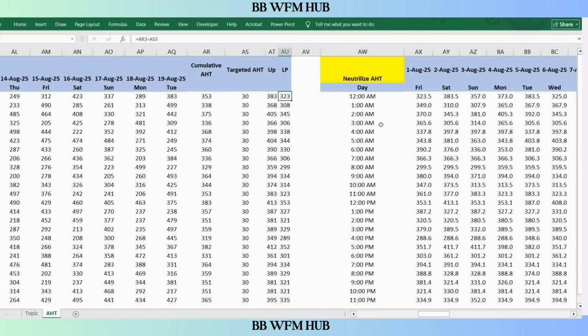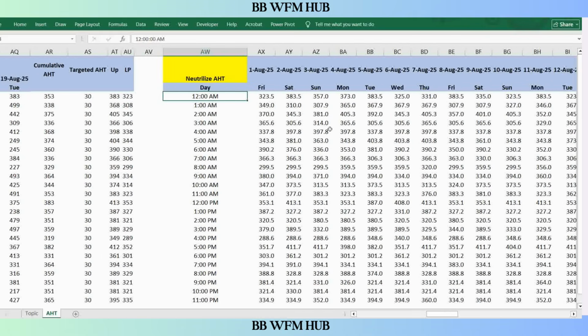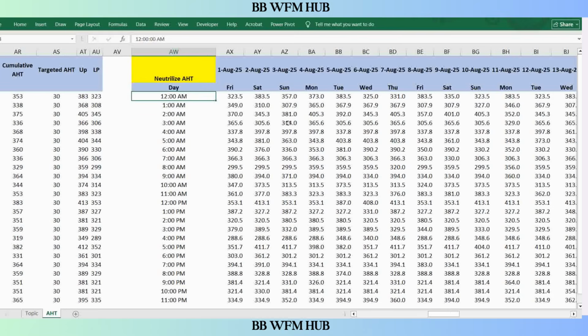Now it's time to neutralize the AHT. We have done all these calculations, the cumulative AHT, targeted AHT, upper limit and lower limit, to help in our neutralization of AHT. Since we have already created the upper limit as well as the lower limit, the neutralization of AHT is done using these.